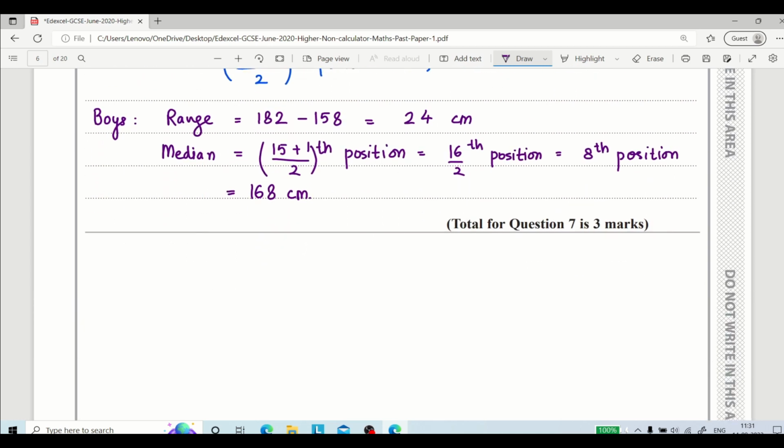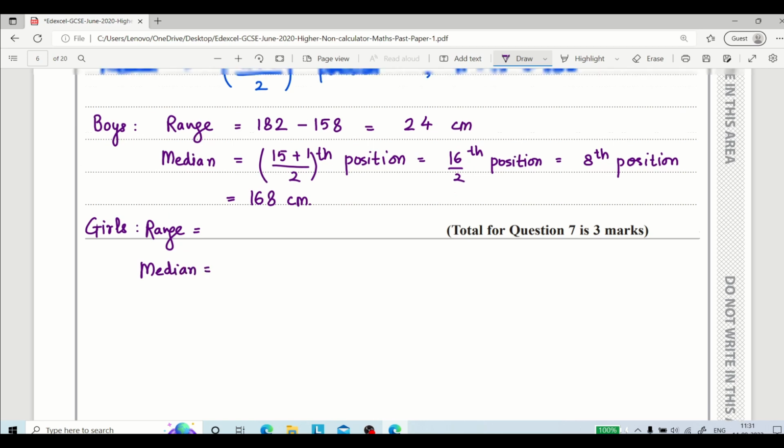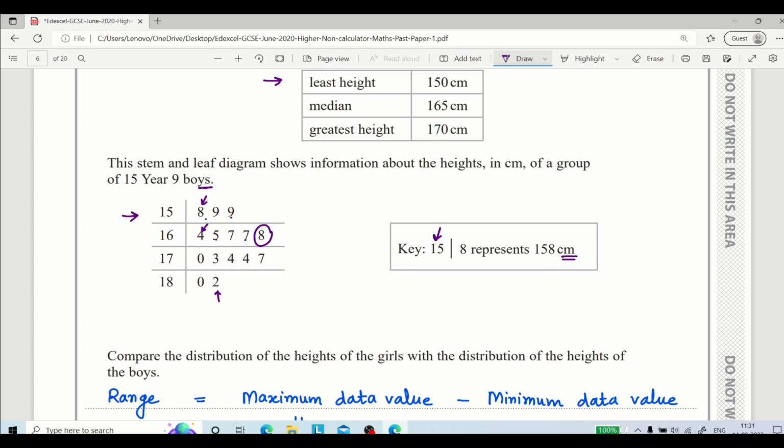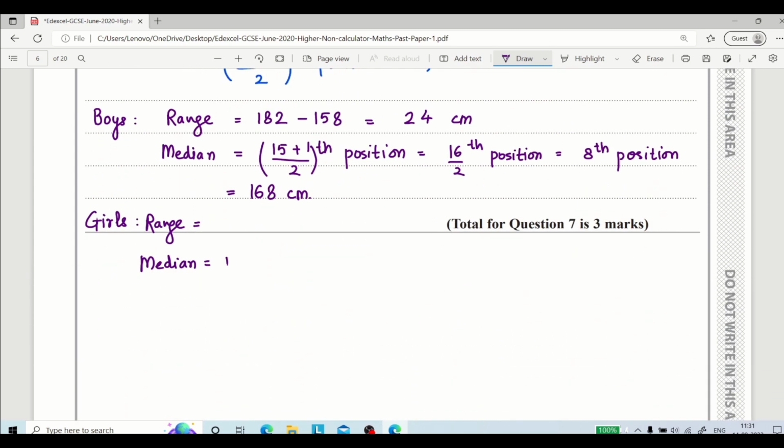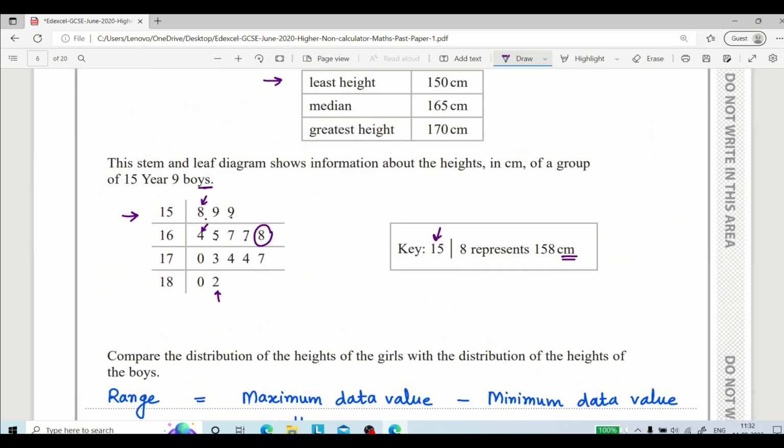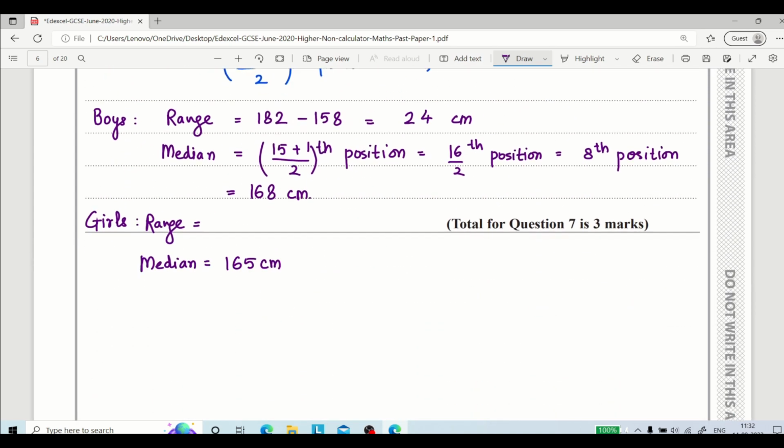Now moving on to girls. For girls, I'm just extending it here. For girls, we already have the median. Yes, let me write that down too. So if we come back to the table, median is 165 centimeters. So I'll just write down 165 centimeters. And now moving on to the range part. Range means greatest value minus the least value. That is 170 centimeter and 150 centimeter. Just take the subtraction, you'll get your answer. So that is going to be 170 minus 150, that is 20 centimeter.